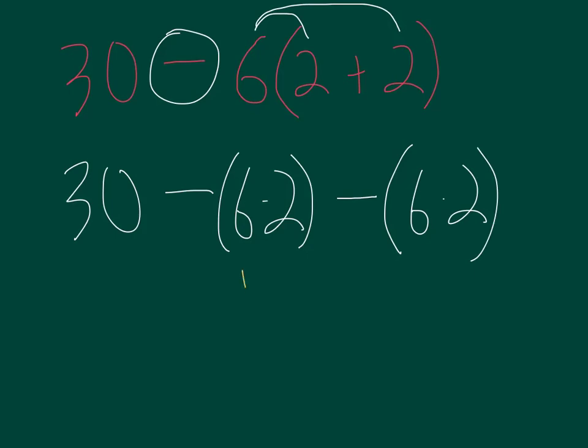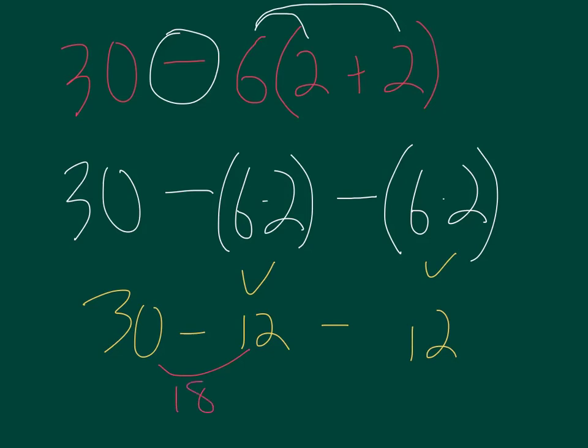Let's go to the next line. 6 times 2 is 12. 6 times 2 is 12. Now I have 30 minus 12 minus 12. Well, 30 minus 12 is what? 18. Awesome. Now minus another 12, I get what? 6. Is that the same answer?